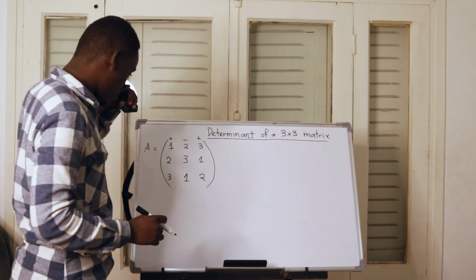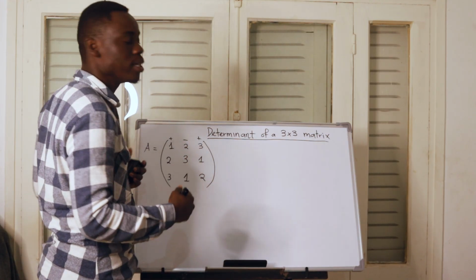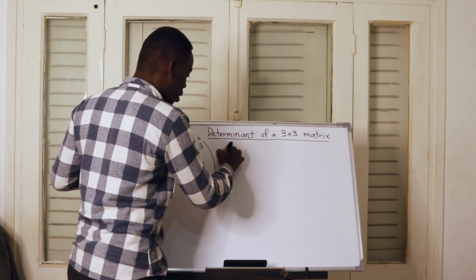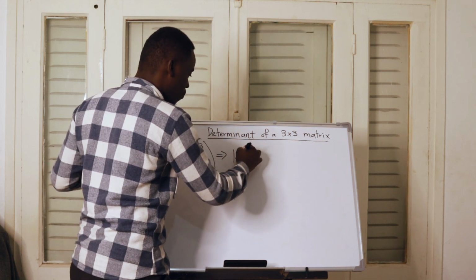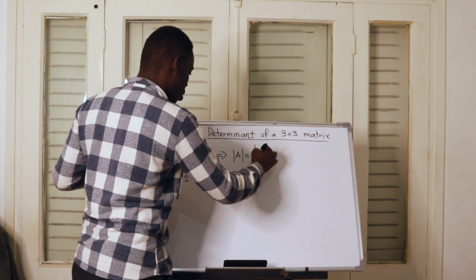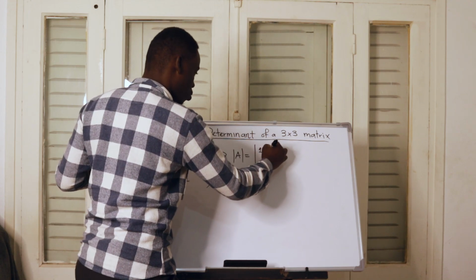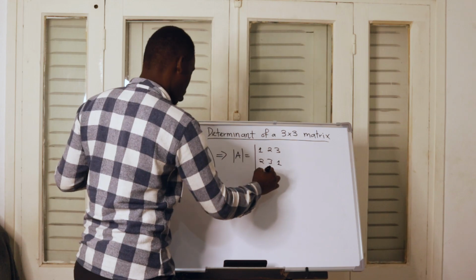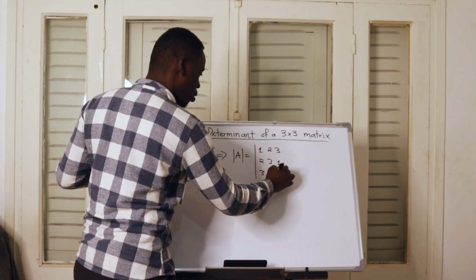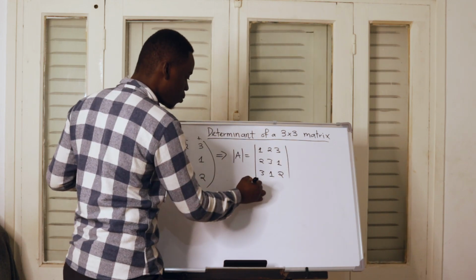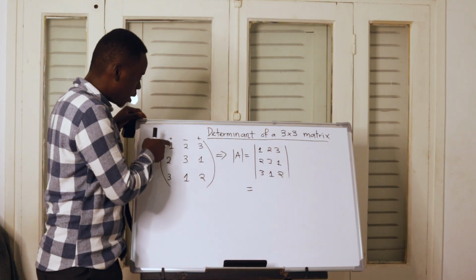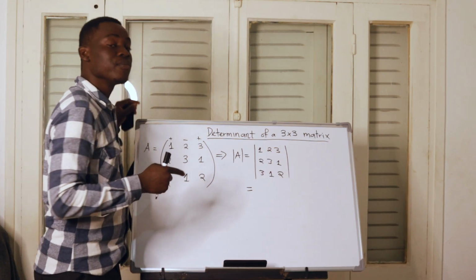So the very first thing when calculating the determinant is, of course, write it in its determinant form. So we're going to say the determinant of A is equal to 1, 2, 3, 2, 3, 1, 3, 1, 2. When we reach this stage, we say this will be our plus 1, this will be our minus 1, this will be our plus 3.